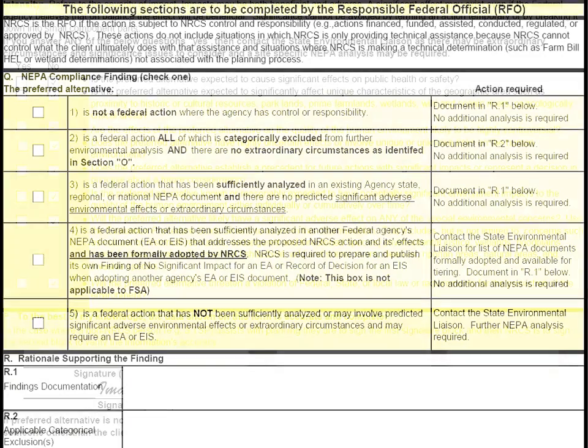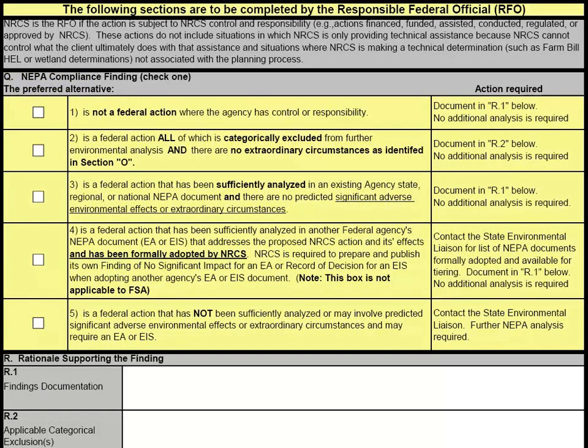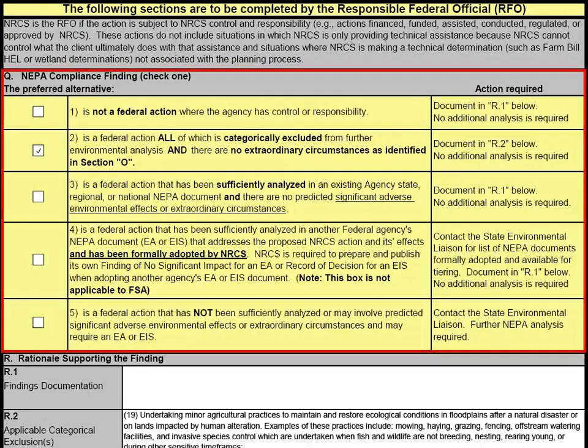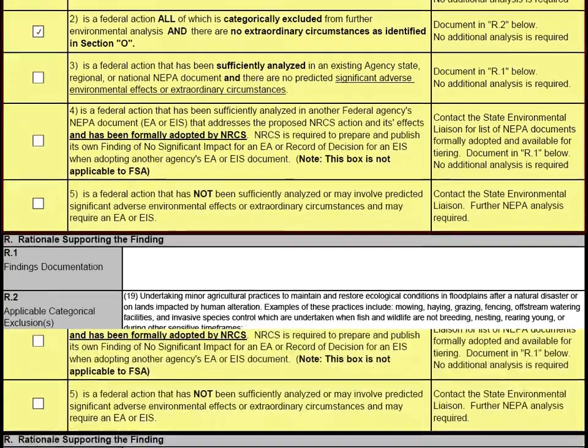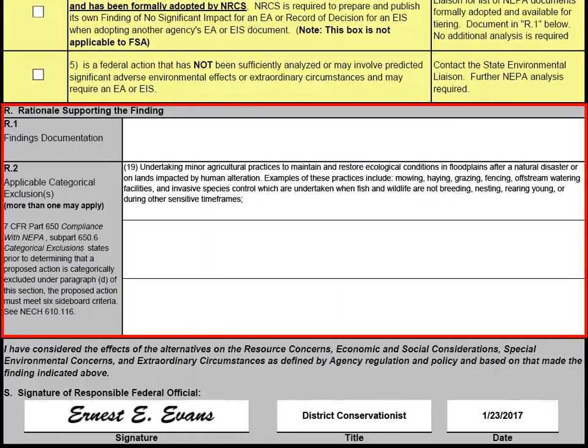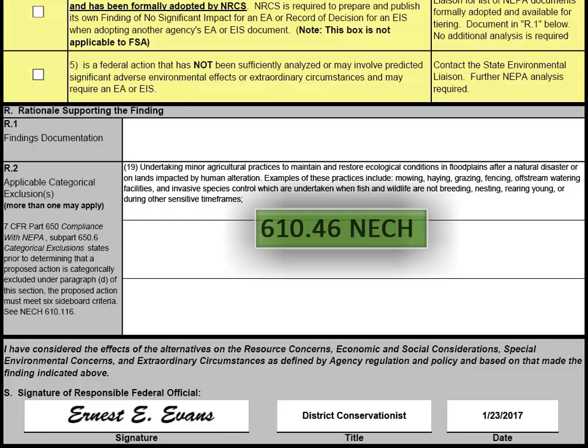In the NRCS-CPA-52 prepared for Mr. Farmer, the remaining sections were completed by the NRCS Responsible Federal Official, or RFO. The RFO documented Section Q, NEPA Compliance Finding, and Section R, Rationale Supporting the Finding, concluding with their signature in Section S. Before documenting the categorical exclusion that applies in this case, the RFO reread Section 610.46 of the National Environmental Compliance Handbook. This section provides a list of all NRCS categorical exclusions, as well as more detailed considerations and requirements for their use.